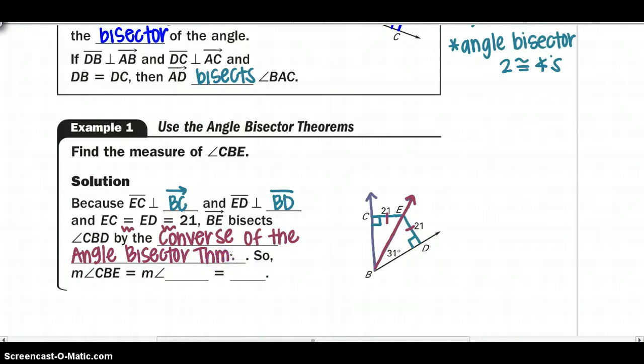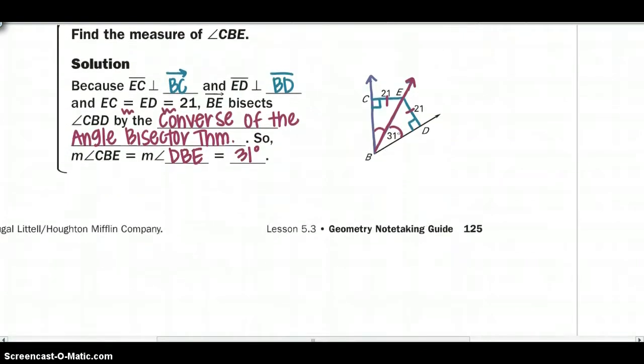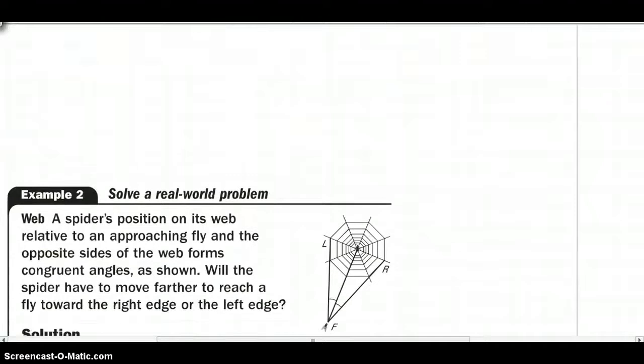So if I use this now, I can set these two angles equal to each other because I know an angle bisector cuts them in half. Since I know that the measure of CBE is equal to the measure of angle DBE, I know that angle CBE equals 31 degrees. So the converse, just a reminder, tells me that I do have an angle bisector.